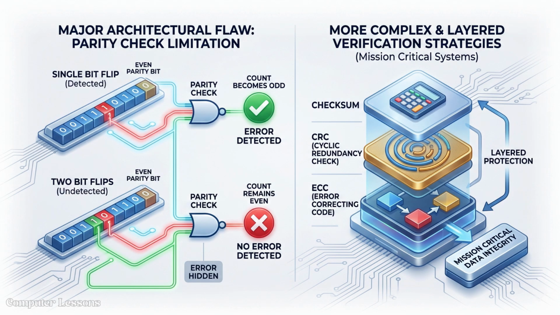However, parity checks possess a major architectural flaw because they can only detect an odd number of simultaneous bit changes. If two bits flip at the same time, the total count remains even and the error stays hidden. This limitation forces engineers to utilize more complex and layered verification strategies for mission-critical systems.